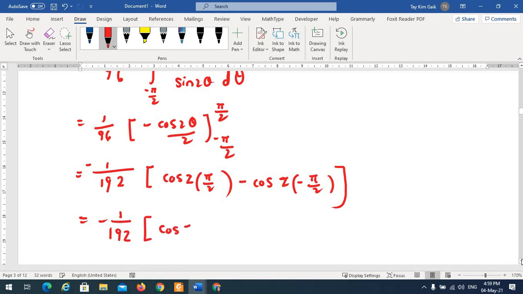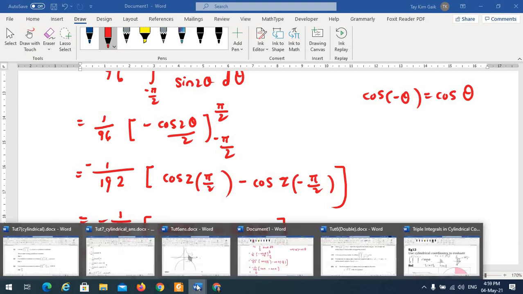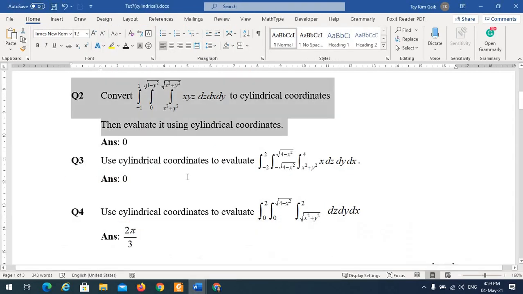This is cos pi. Cos negative theta equals cos positive theta, so this one is also cos pi. So cos pi minus cos pi, that's why the answer is 0.